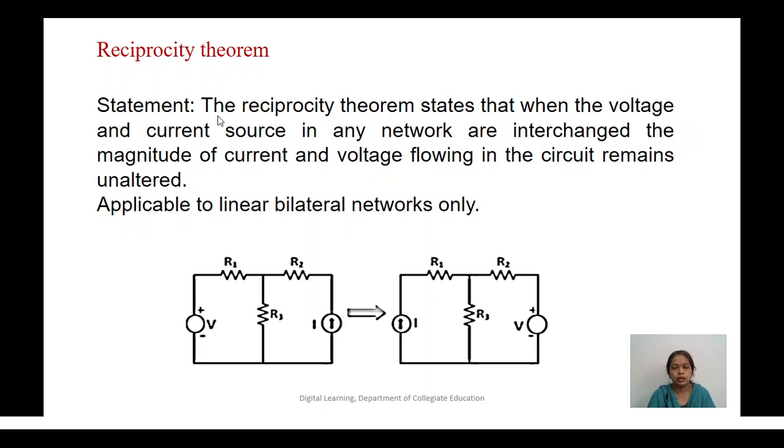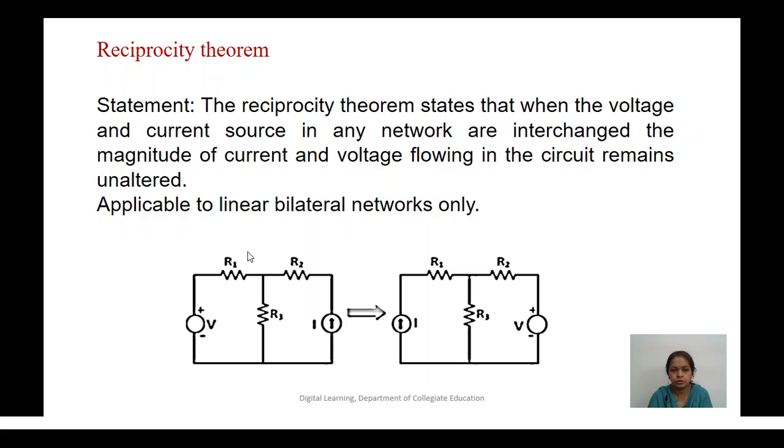So next part of the network theorems is the reciprocity theorem. The theorem states that when the voltage and current source in any network are interchanged, the magnitude of current and voltage flowing in the circuit remains unaltered. This theorem is applicable to linear bilateral networks only.